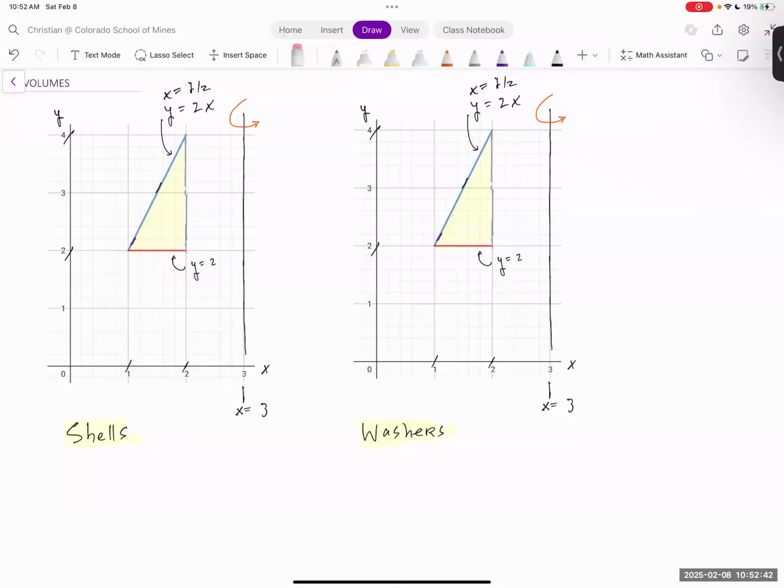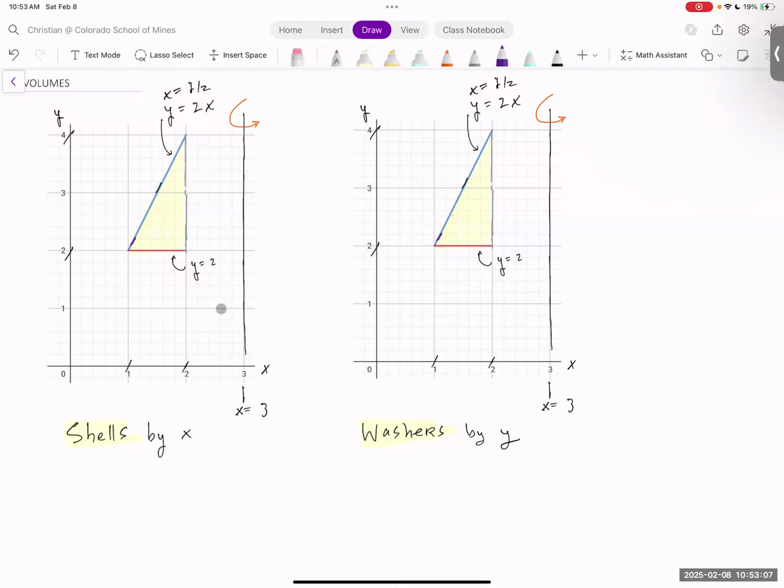All right, let's have a quick comparison video between shells and washers. Here we have a region defined by y equals 2x and y equals 2, rotated around the vertical axis x equals 3. Let's use the shell method and let's use the washer method. Shell method around a vertical axis will be in terms of x, and a washer method around a vertical axis will be in terms of y.